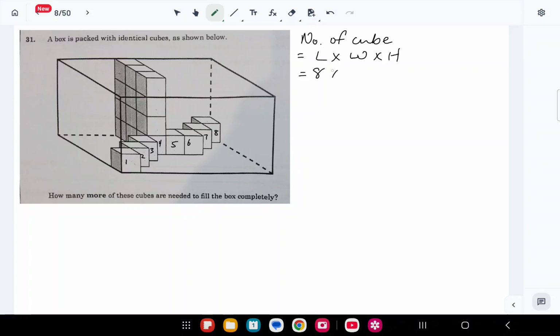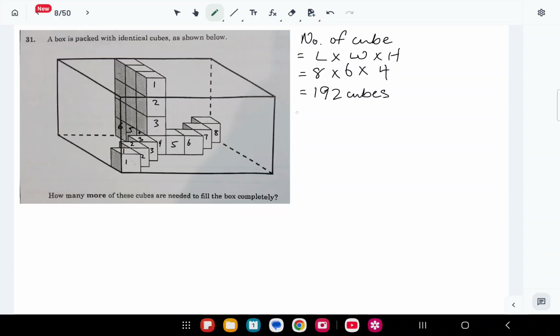So we have 8. The width, we have 1, 2, 3, 4, 5, 6. Alright, 6 for the width, and the height, 1, 2, 3, 4 for the height. Alright, 8 times 6 is 48, times 4 is 192 cubes. So it takes 192 cubes to fill this box at present.